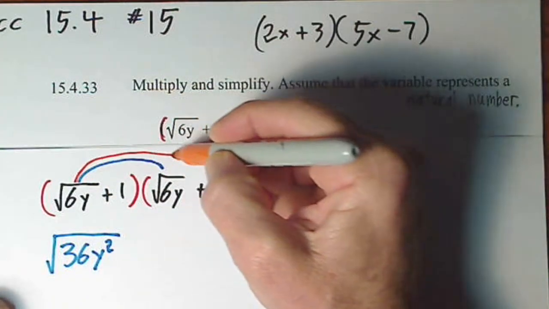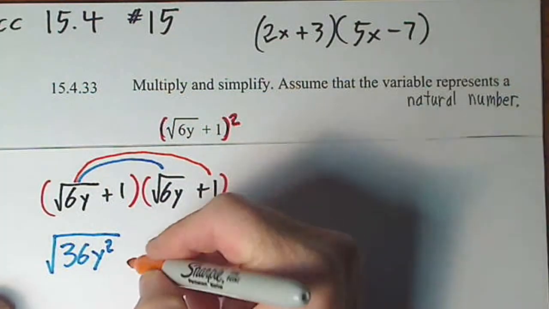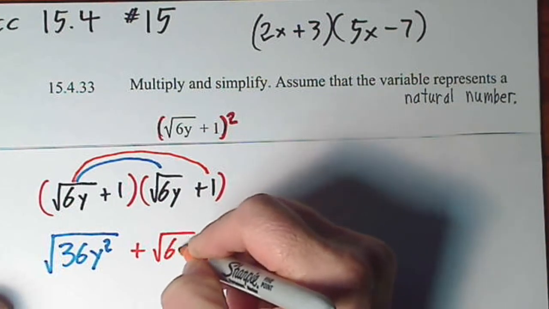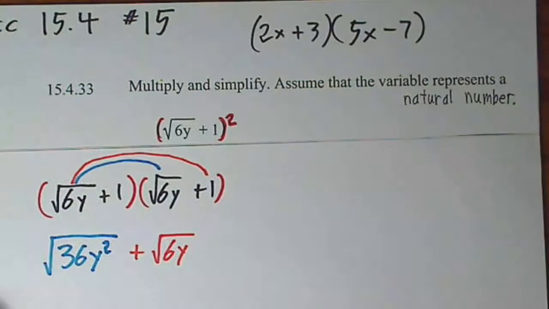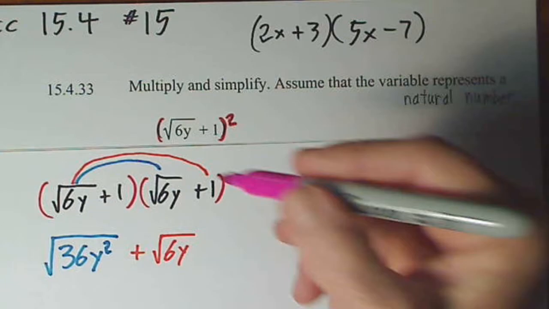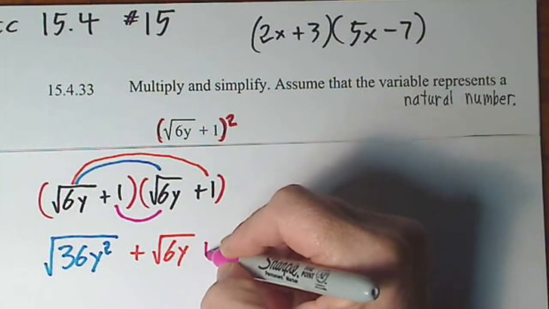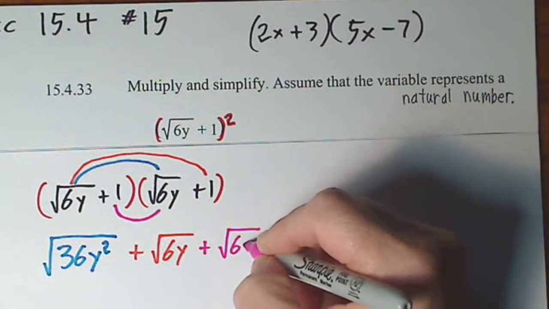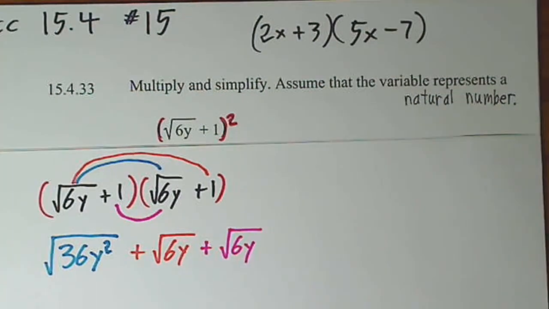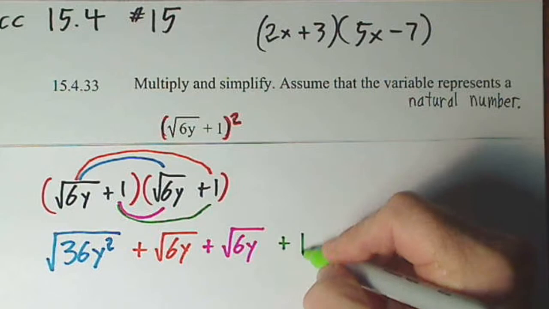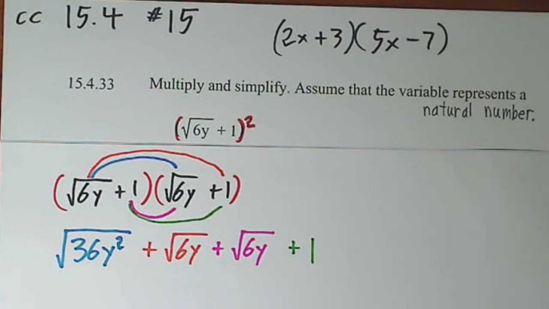Okay, then radical 6y times positive 1. Well, there won't be much mystery there. Radical 6y. I could put a 1 in front, but it's just understood to be there. I really don't need to do that. Then, making sure this 1 multiplies each term, I have plus radical 6y. And let's see, we have one more of these. 1 times 1.